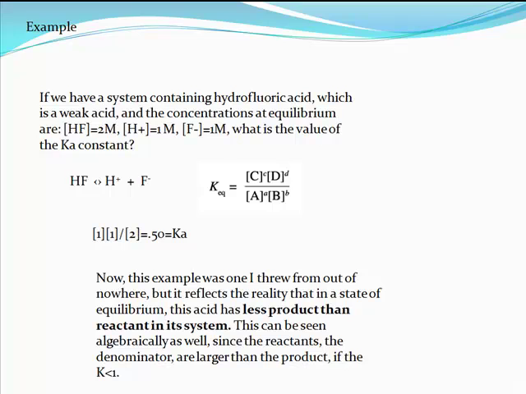So therefore we have that equation and all we need to do now is substitute the values into the equilibrium expression. So we have 1 times 1 over 2, which equals 0.5 for the K value. This example was one I just made up, but it reflects the reality that in a state of equilibrium, this acid actually has less product than reactant in its system. This can be seen algebraically, since the reactants, the denominator, are larger than the product if the K value is less than 1.